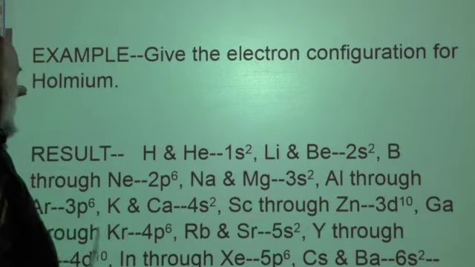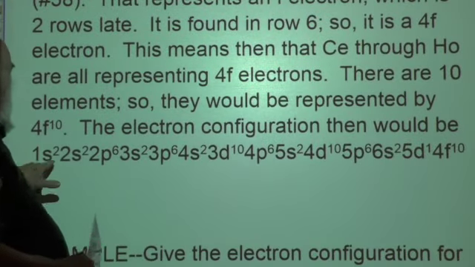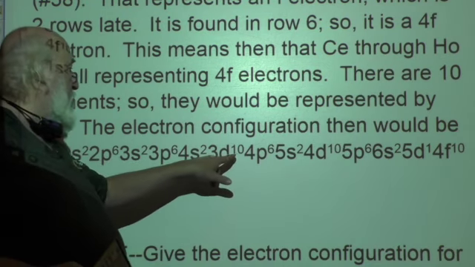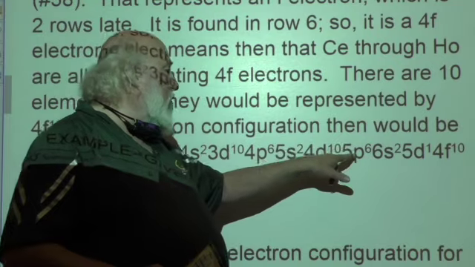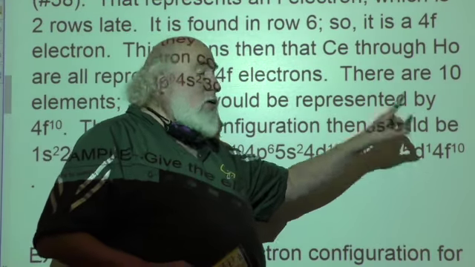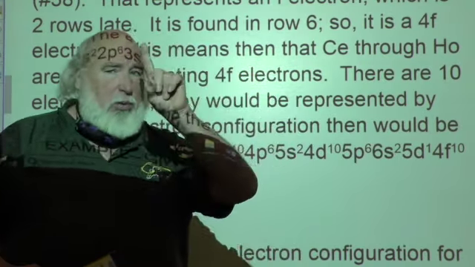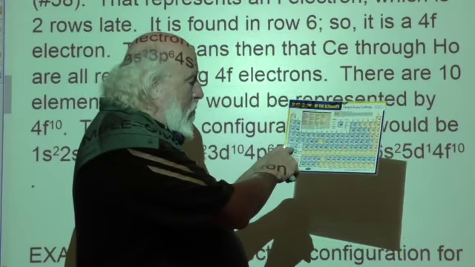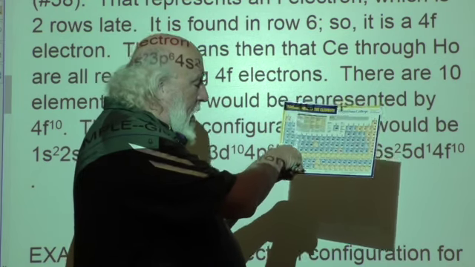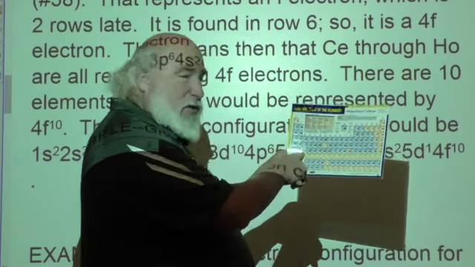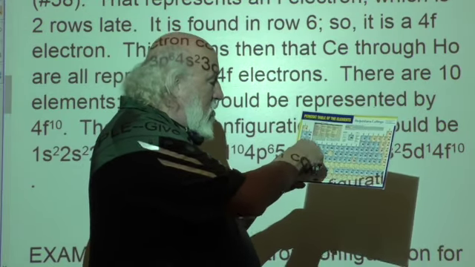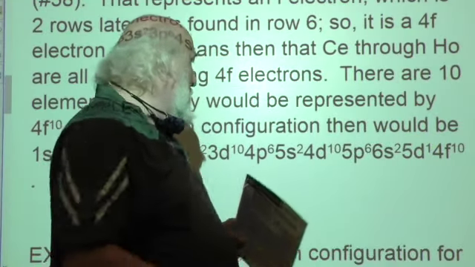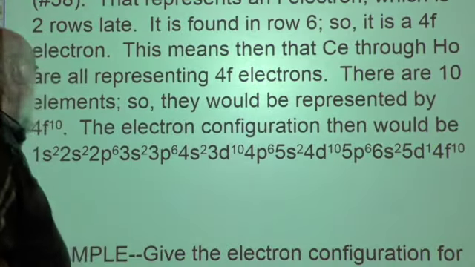So our electron configuration turns out to be 1s2, 2s2, 2p6, 3s2, 3p6, 4s2, 3d10, 4p6, 5s2, 4d10, 5p6, 6s2, 5d1. That's your lanthanum, that's your only d, 5d1. I need to emphasize that when we go from barium to lanthanum, that is the d in the 5th level. So 6s2, 5d1, and then the 4f10, which is what we end up with.